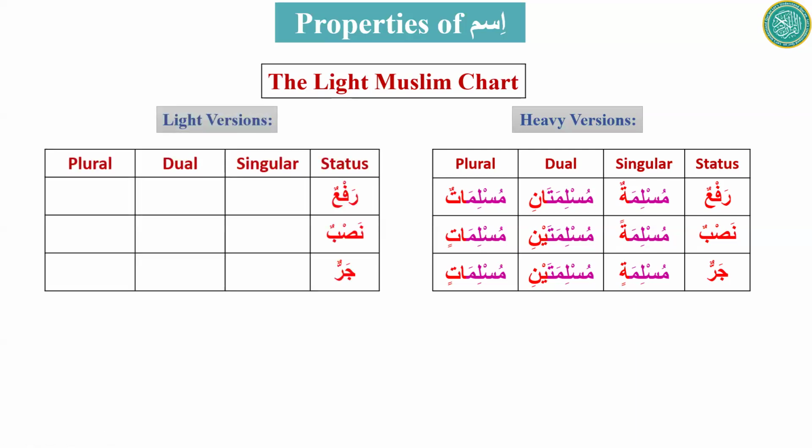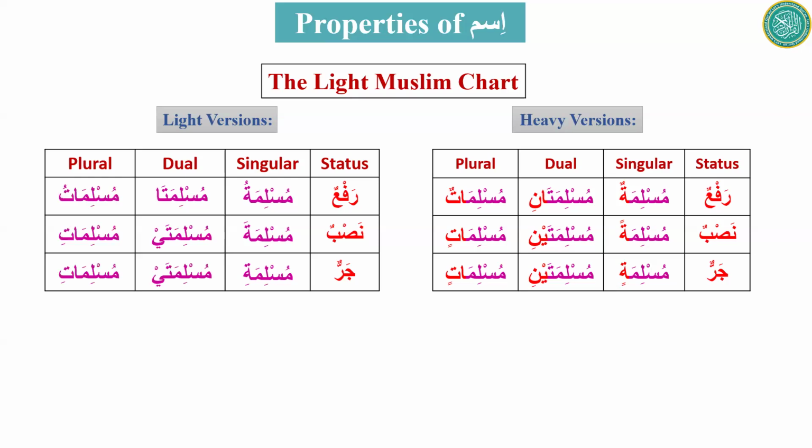Start from Muslimatun and make 9 light words out of it from the feminine chart. Muslimatu, Muslimata, Muslimati. What's the second one after Muslimata? Muslimate, say it again. Muslimatu, Muslimata, Muslimati. Okay. Now, Taimia.